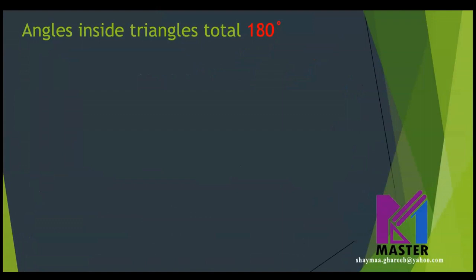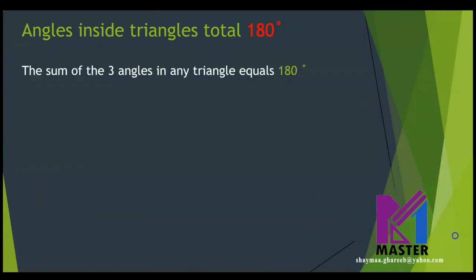Angles inside a triangle total 180 degrees. So the sum of the three angles inside any triangle must be 180 degrees. I will show you how. Let's imagine that we have this triangle. You can do this experiment on your own.